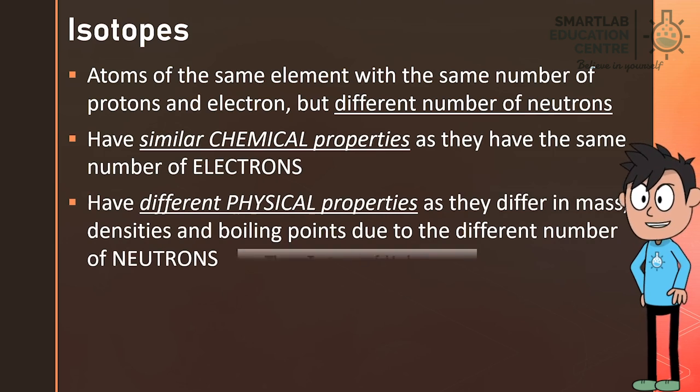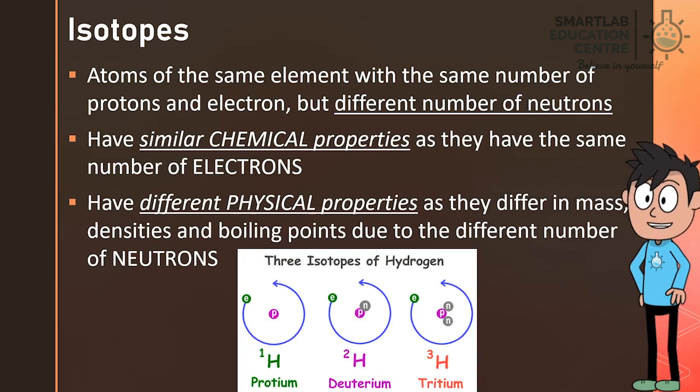neutrons. For example, hydrogen has 3 isotopes, protium, deuterium, and tritium. All 3 of them have 1 proton and 1 electron each, but the number of neutrons are 0, 1, and 2 respectively.